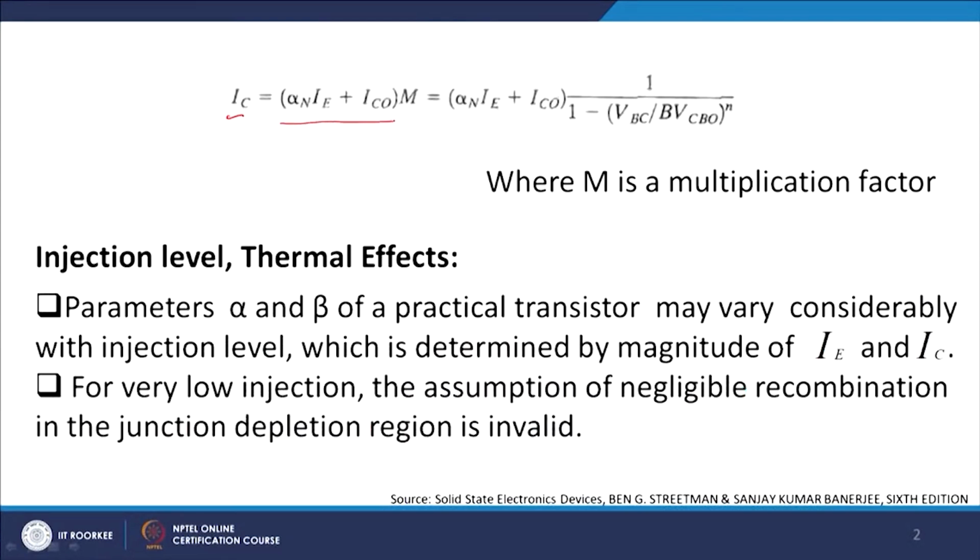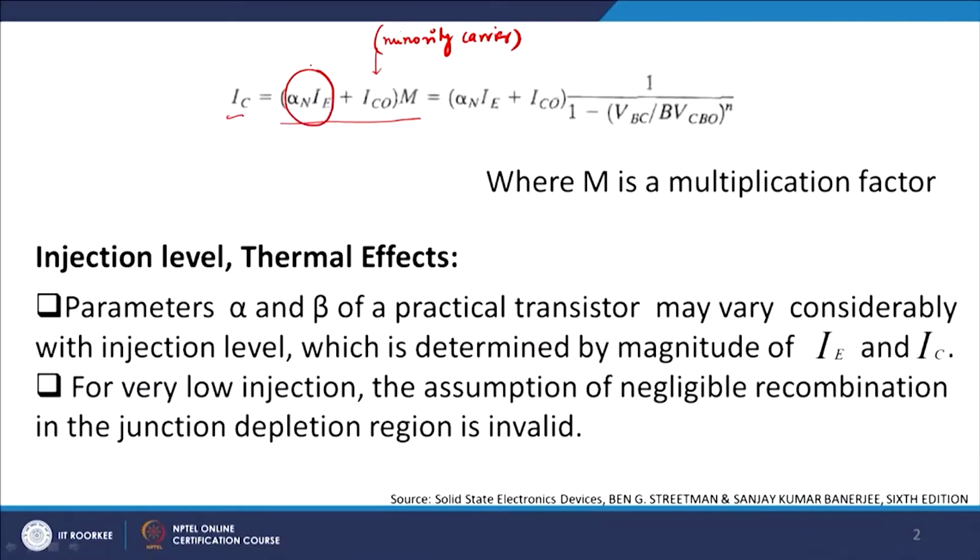alpha n times IE plus m times ICO, where ICO is basically my reverse bias minority carrier current. So, this is basically minority carrier concentration, and what we are predicting is that the total collector current flowing through a circuit will always be a sum of the majority carrier contribution plus the minority carrier contribution, and this factor m is given by 1 by 1 minus (VBC by VBCO) to the power n, where n is an integer value.